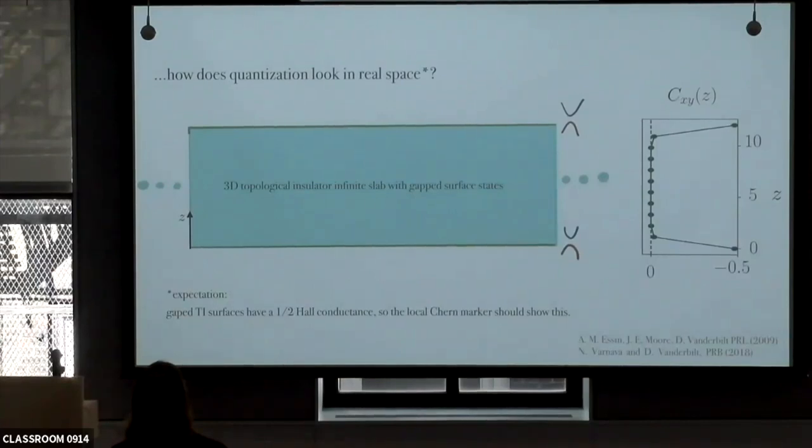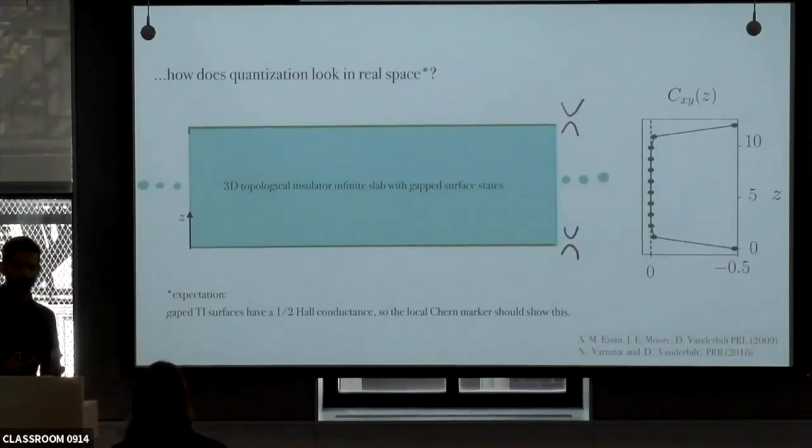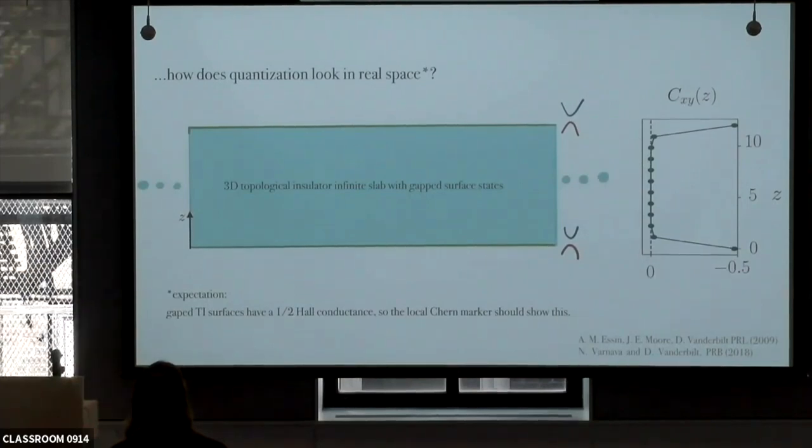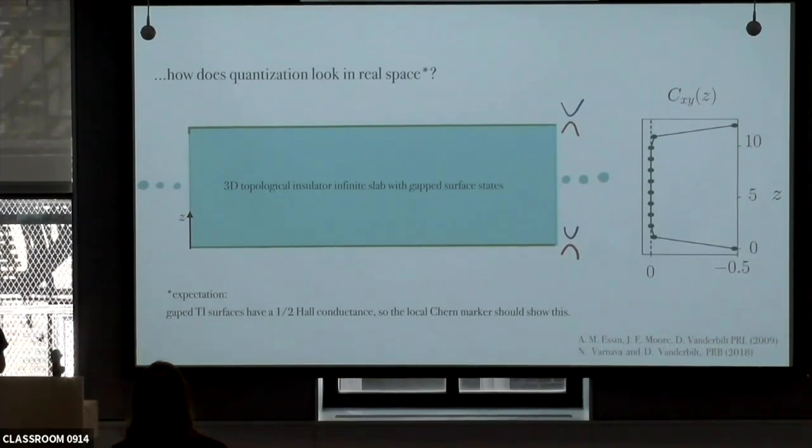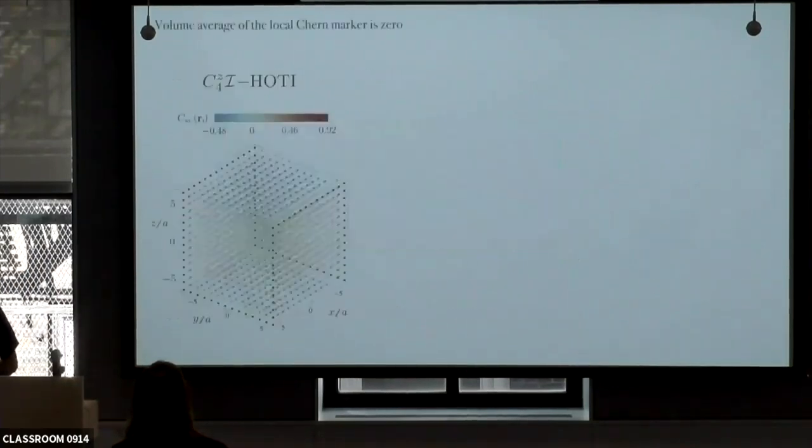Now this is a universal property of topological insulators. But I just told you that in a Chern insulator, actually this bulk quantization gets exactly compensated by the edge states. So how does this play out in a higher order topological insulator?